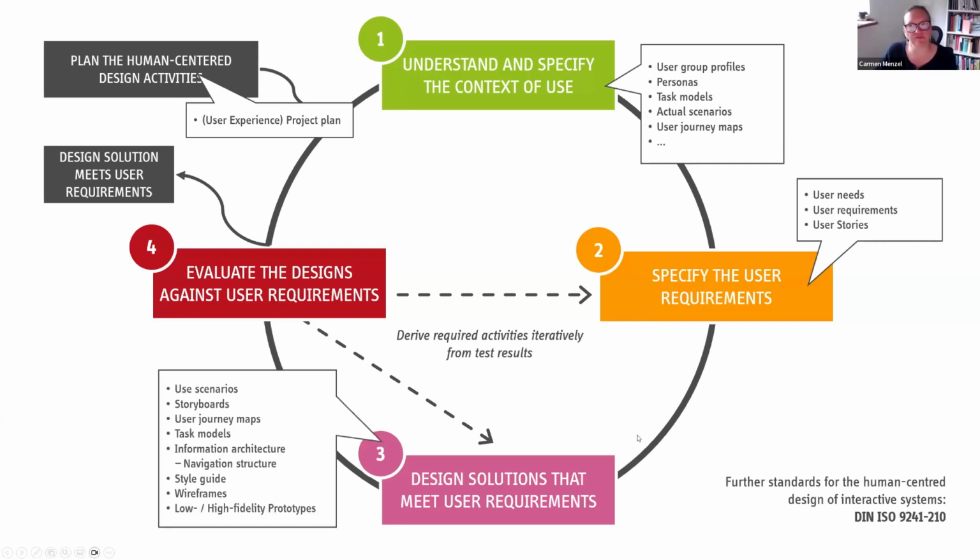In the design, we develop use scenarios. So we make a projection of how a new product, an innovation, might be used in the future. We can tell that in storytelling and use scenarios, also storyboards, improved user journey maps, task models. We develop information architectures to structure the whole service and product overall, and from that we derive navigation structures. We develop style guides, wireframes and wireflows, as well as high and low fidelity prototypes, which are the things we can test in evaluation and usability tests. And from that, we write down evaluation reports and again put new requirements into user stories.